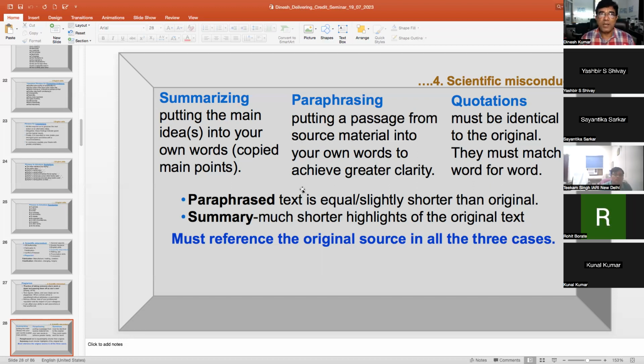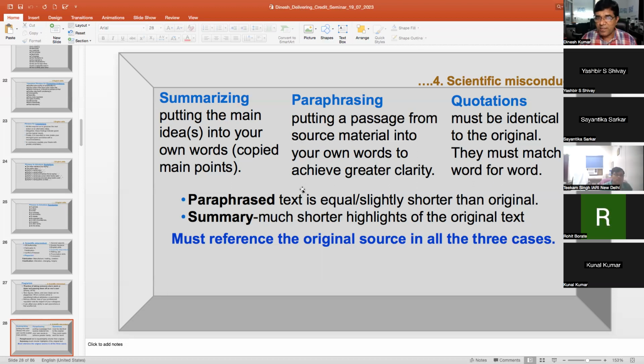Both are actually summarizing, paraphrasing and summary, but summary is shorter and paraphrasing is longer in number of words. Quotation means as such. Sometimes people write quotations and they don't give authorship. So you must reference the original source in all three cases: quotation, paraphrasing, or summarizing. Suppose Mr. X and Y have given the spacing of rice as 20 by 10 centimeter. Okay, 20 centimeter into 10 centimeter.